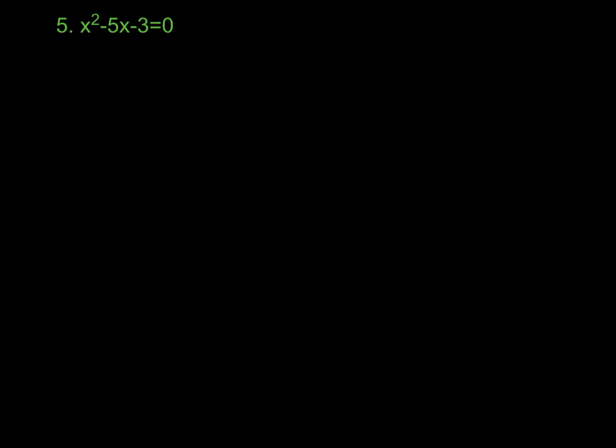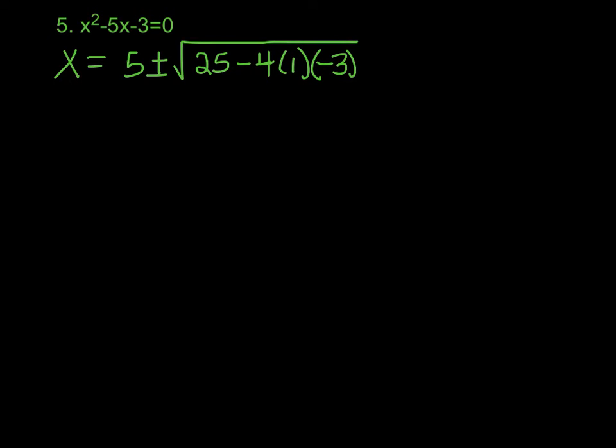Let's look at number 5. Number 5 asks you to round to the nearest hundredth. So we're going to write x equals negative b. Since b is negative 5, if we negate that, we will get a positive 5, plus or minus the square root of b squared. Negative 5, if I square that, is a positive 25, minus 4 times a, which is 1, times c, which is negative 3. And that whole thing is over 2 times a. Since a is 1, 2 times 1 is just 2.